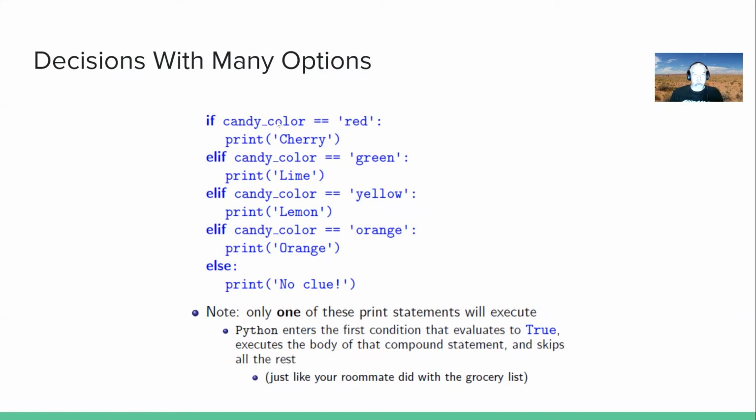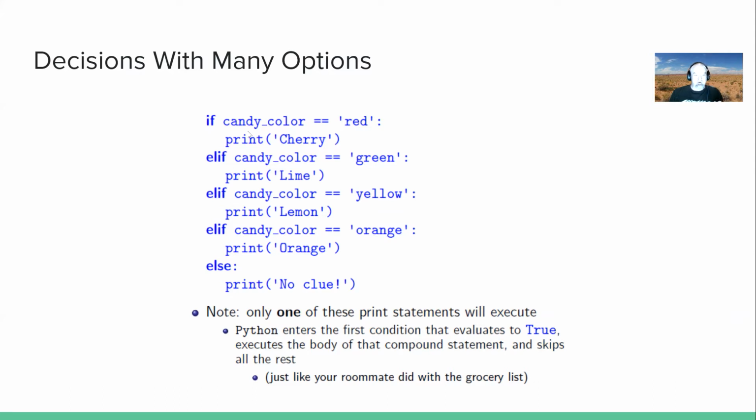Say, for example, this candy color wasn't equal to red, then this would be false, and then we move on over here. Otherwise, if the candy color is equal to green, then you would print this. If not, then you would test this condition. If not, you would test this condition. If not, so on and so forth, right?